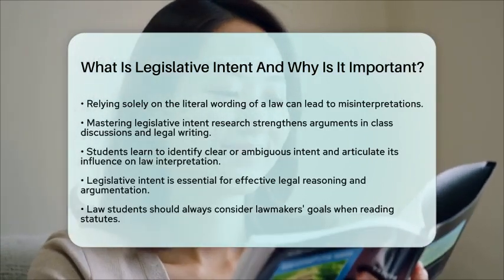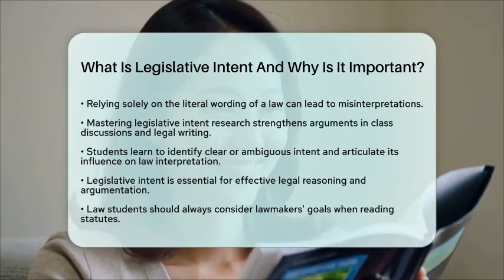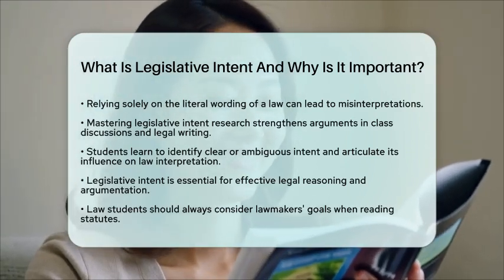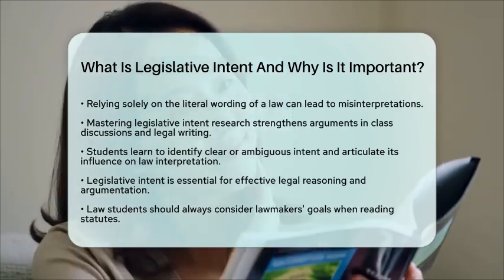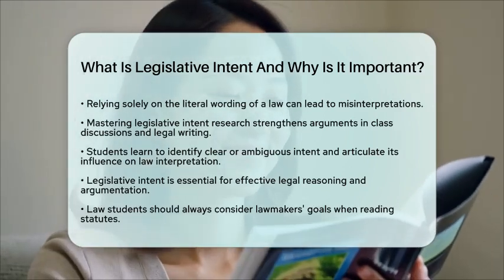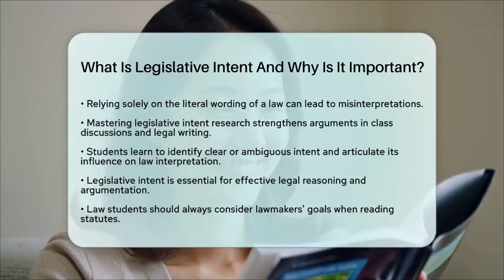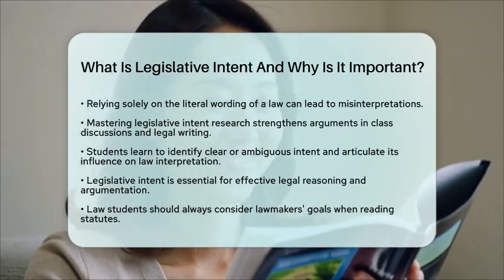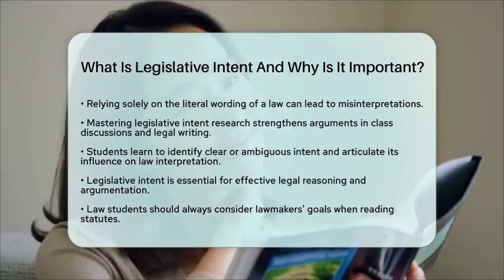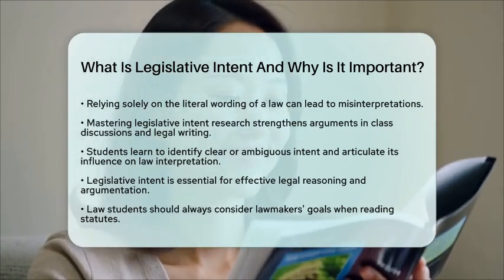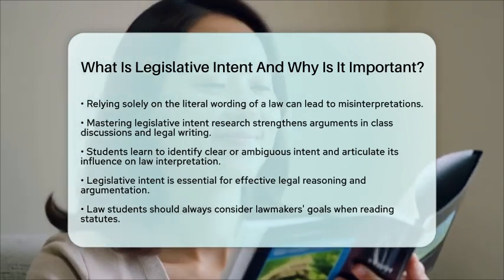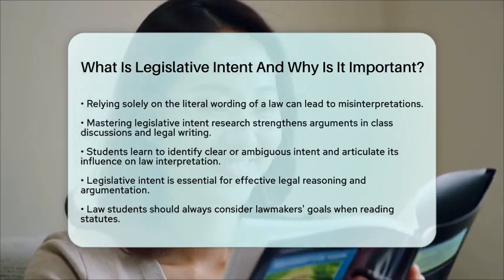Legislative intent is the driving force behind a law's creation, and it plays a significant role in how laws are understood and applied. Law students must be adept at finding and utilizing legislative intent to interpret legal texts and argue effectively about their meanings. This skill is fundamental to legal reasoning and is essential for anyone aspiring to be a successful lawyer. When reading a statute, always consider what the lawmakers aim to achieve.